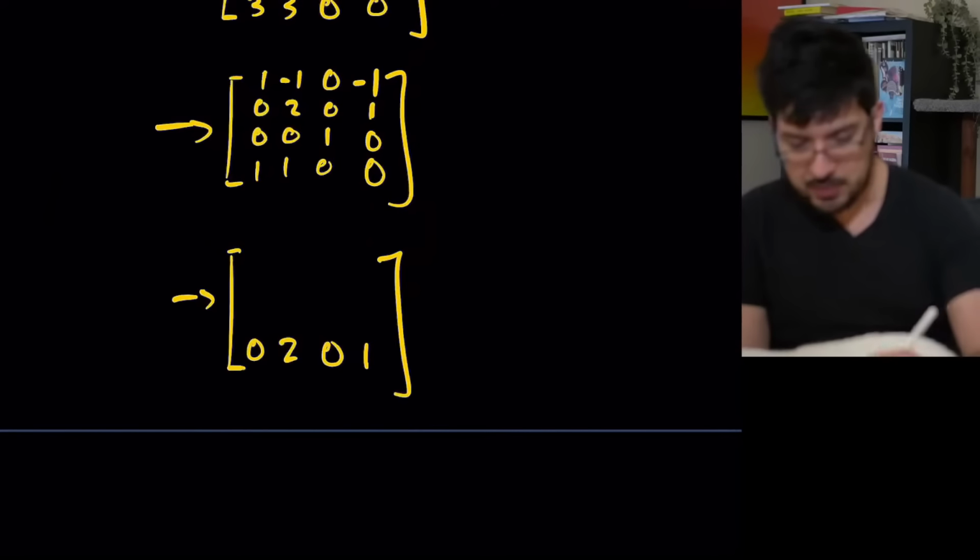This would now be 1, -1, 0, -1; 0, 2, 0, 1; 0, 0, 1, 0; and 0, 0, 0, 0. Boom. Now we are in row echelon form with these pivot entries. This is a row echelon form of the matrix.